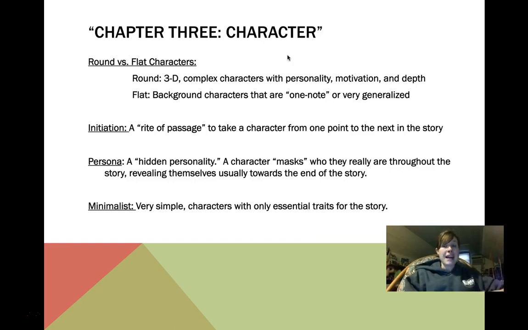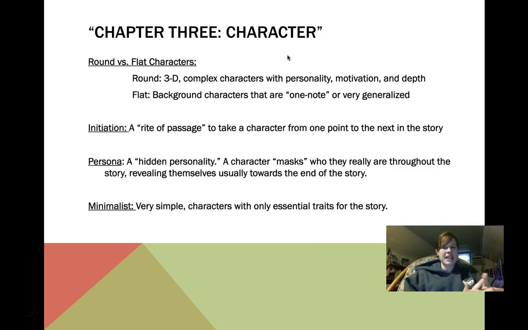As opposed to flat characters, which are our background characters. They are often not necessarily stereotypical, but they're generalized, they're one note, they don't really have a lot of depth, they're just kind of there, right? I would argue that sometimes villains can be very flat. They just have one motivation, and that's to rule the world, and they aren't very rounded. A good character, whether it's an antagonist or a protagonist, or a main character or a side character, will be rounded. They'll have that complicated dynamic within them.